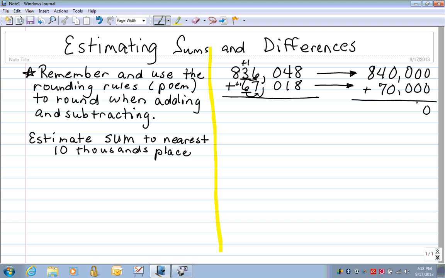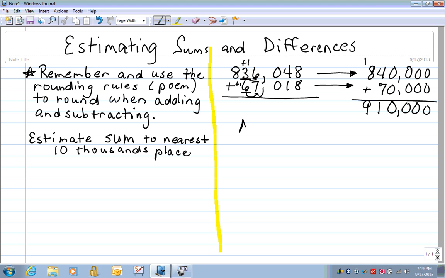We add them up. 7 plus 4, let's count up. We start with 7 and then say 8, 9, 10, 11. Put the 1, carry your 1. 8 plus 1 is 9. Our answer is 910,000. That is rounding to the 10,000s place.